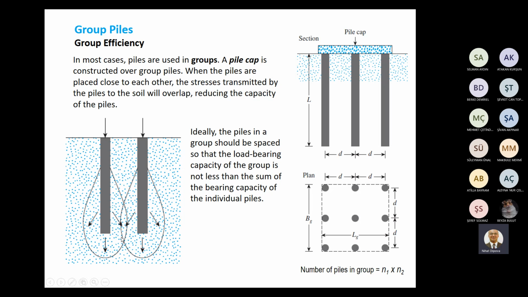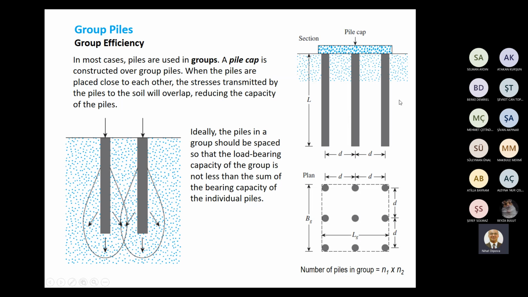may overlap in this region, resulting in superposition and increased stress. So this may reduce the capacity of piles. Ideally, the piles in a group should be spaced so that the load-bearing capacity of the group is not less than the sum of the bearing capacity of the individual piles. A good design should satisfy this condition.